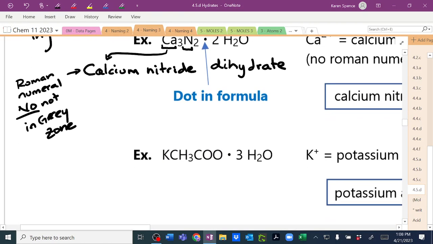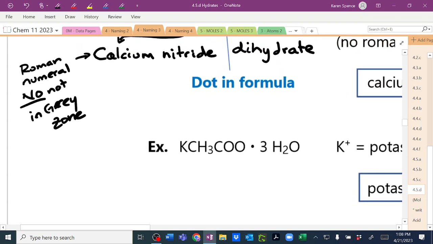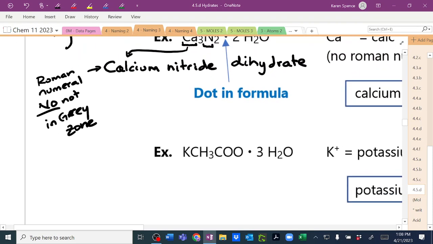All right, I love this example because it's got so many capital letters in it, it's crazy, right? Sometimes people will look at it and say, I don't know what to do with that. Remember, you're looking for either your metal or NH4. Who's the metal here? K. K is the metal. And that means that everything else, doesn't matter that there's 5 letters there, is the anion.